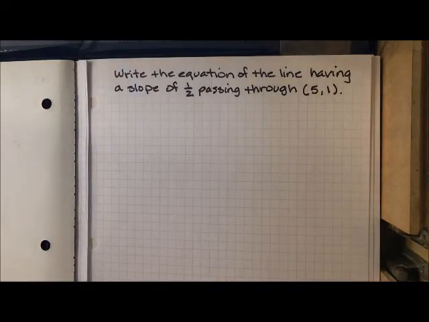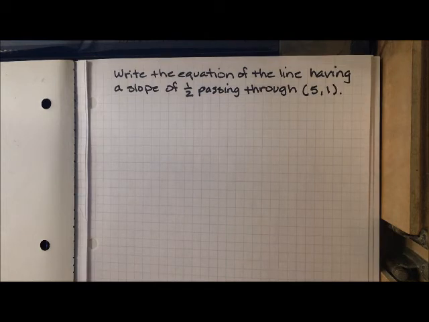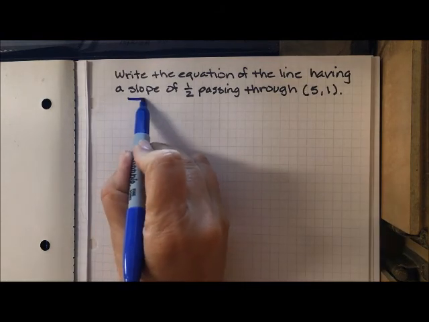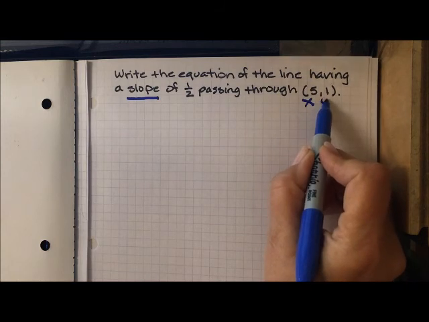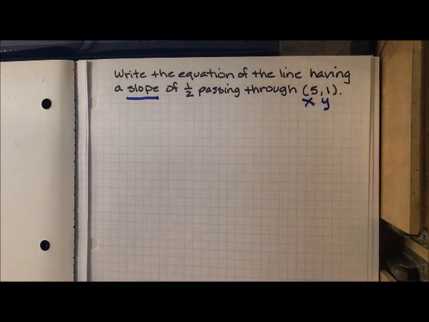So now you know how to write an equation with a slope and a point. But what happens when you come across a problem like this one, where it says write the equation of the line having a slope of 1/2 passing through the point (5, 1)? Now we're dealing with a fraction issue that we have to deal with in order to write an equation. In order to solve for b on this, we need to plug in our slope of 1/2 and our x and our y in order to solve for b.